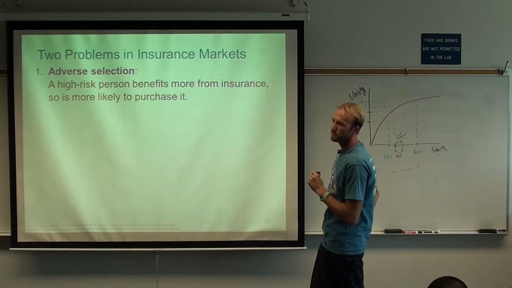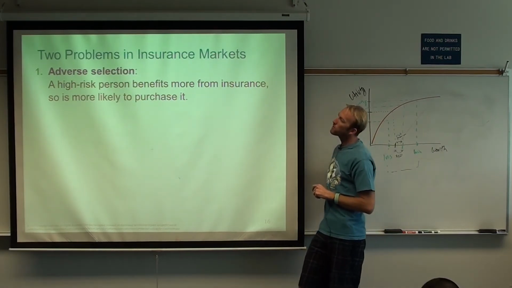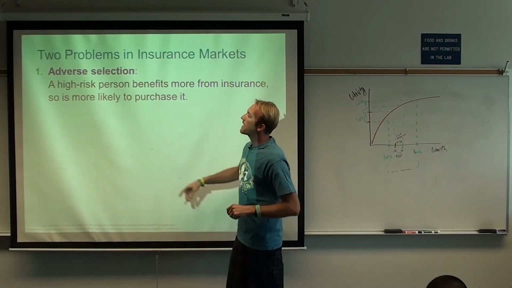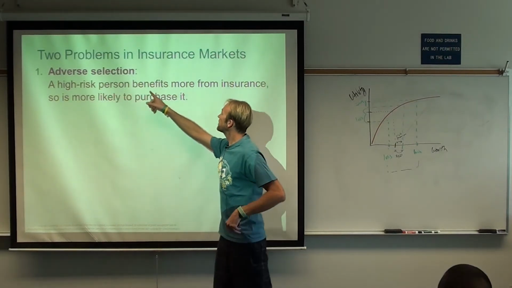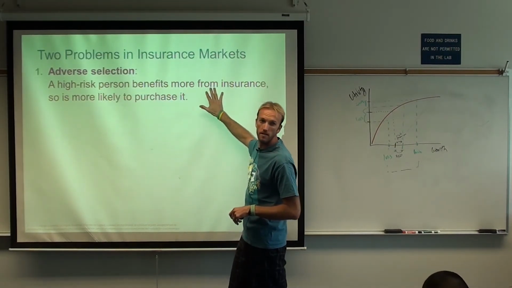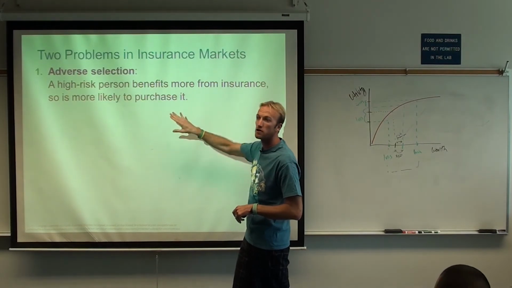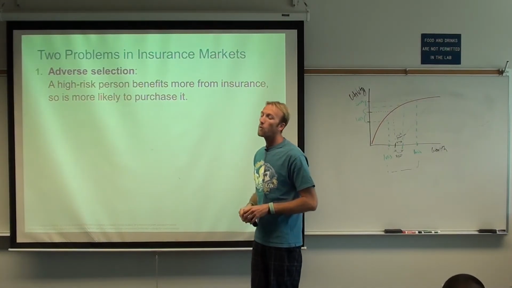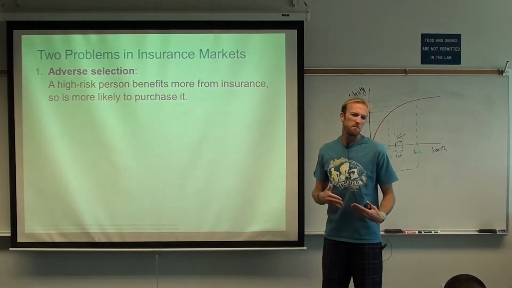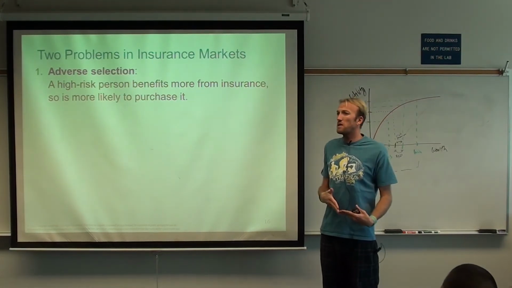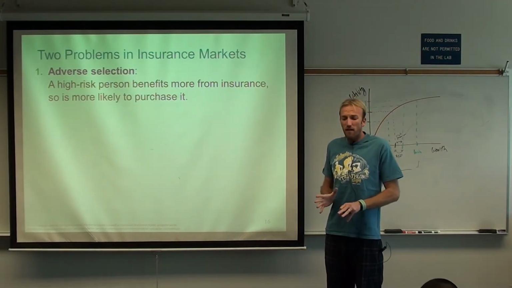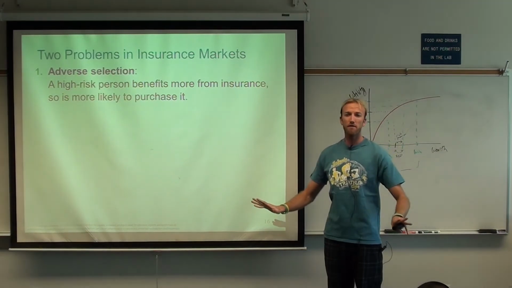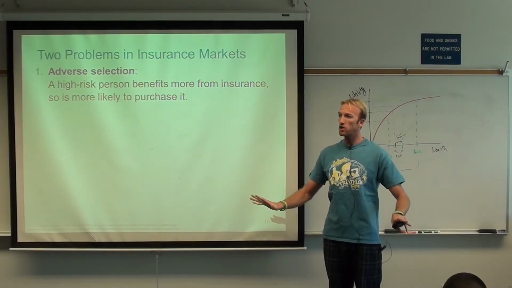Adverse selection, okay? So the first problem is that a high-risk person really wants the insurance. So they're for sure going to buy it, right? What about a low-risk person? They're probably not ever going to need the insurance. So will they buy it? No.